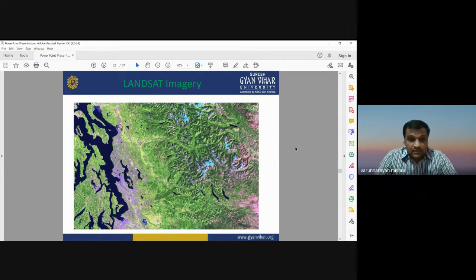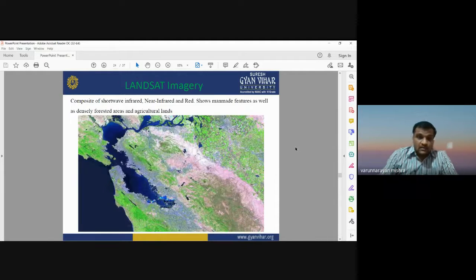This is a sample image acquired by the Landsat ETM plus sensor over an area. Okay, this is another example of an image captured by the Landsat 7 ETM plus sensor. It is a composite of shortwave infrared, near infrared, and infrared bands. This image shows the man-made features as well as the dense forested area and agricultural land.